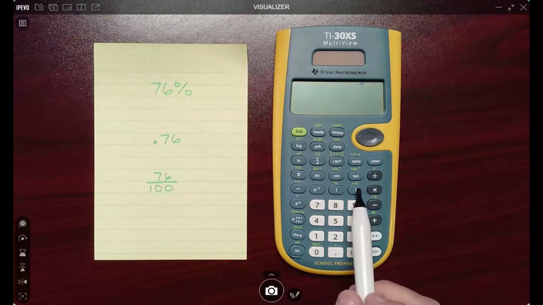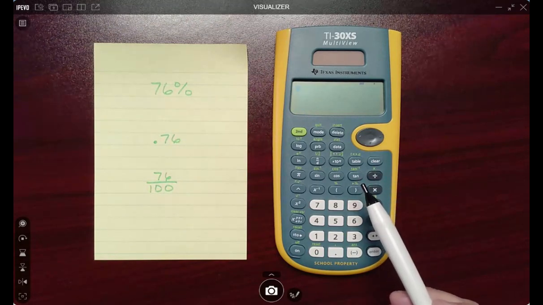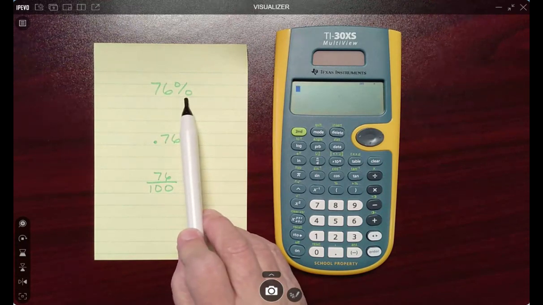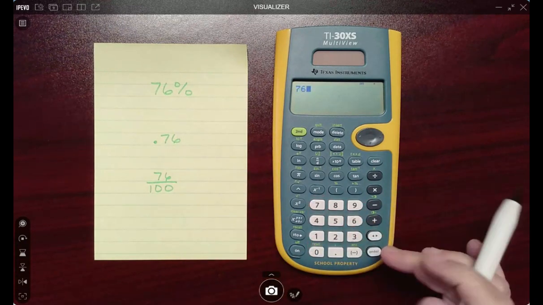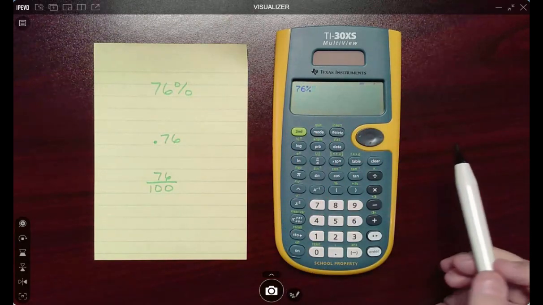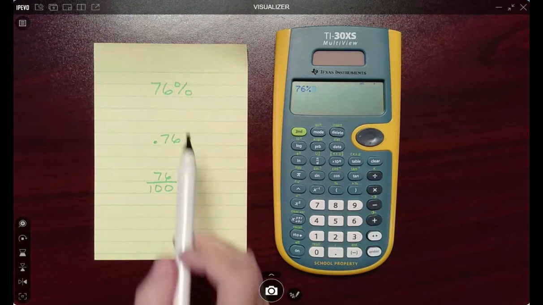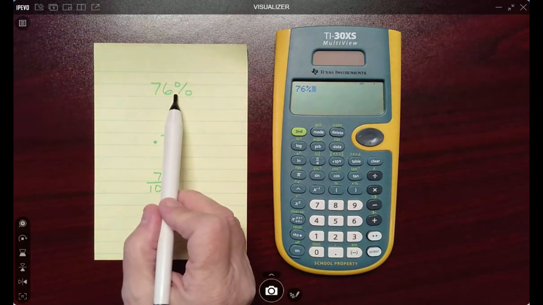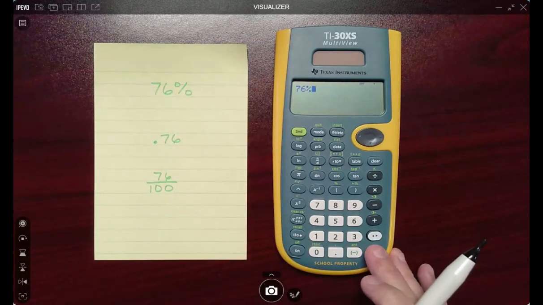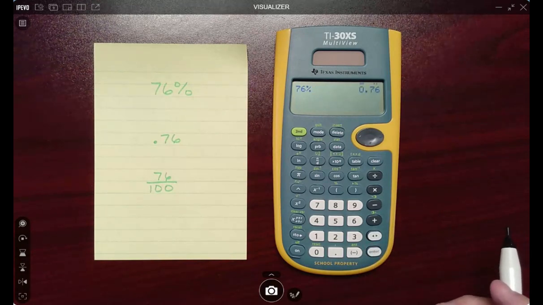Let's first talk about changing a percent to a decimal or a fraction. So the first thing, I know the number in front of the percent symbol. So we can type 76, hit our second, and our open parentheses puts the percent symbol there. Now to change to a decimal without the calculator, we're really dividing by 100, moving our decimal 2 places to the left. On the calculator, if I enter 76% and I hit enter, the calculator changes it to 0.76.